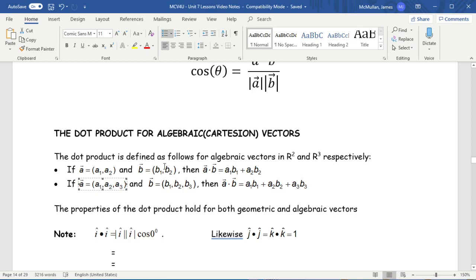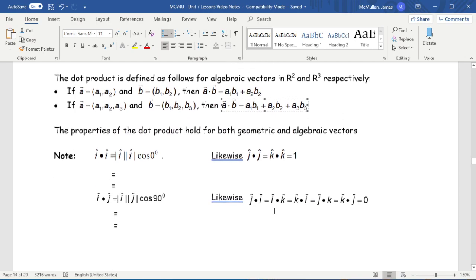So this is major. To dot two vectors together, if they are in Cartesian form, which is component form, you simply multiply the x coordinates, multiply the y coordinates, and then add them all up. In 3D, it's the same thing. X times x plus y times y plus z times z. So that's a1 b1 plus a2 b2 plus a3 b3. Again, this will give you a scalar because it's just a bunch of scalars multiplied and added together.